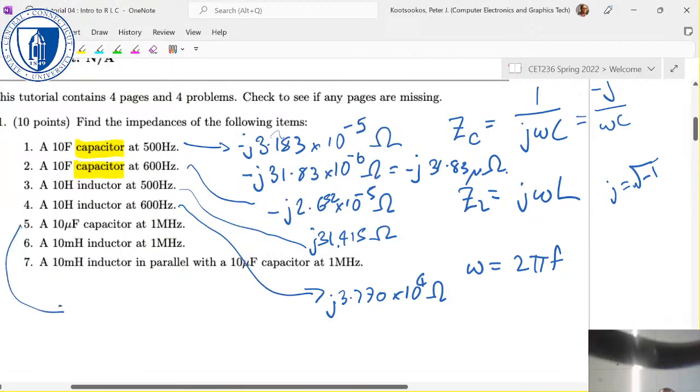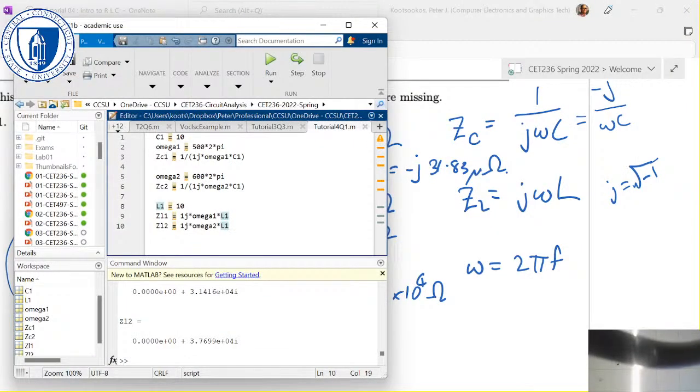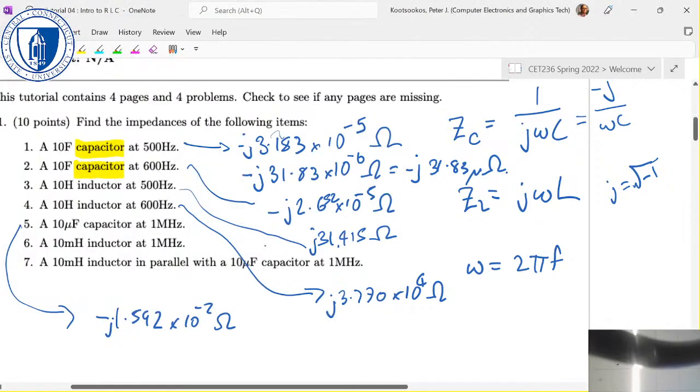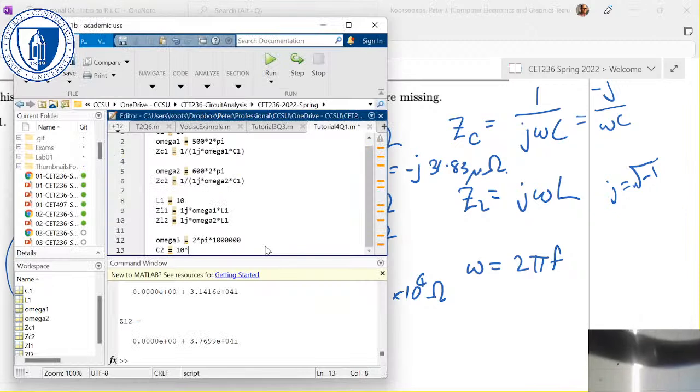Okay. Let's go with number 5. And I don't think Jocelyn's here. Abigail, can you tell us number 5? Negative 1.592 by 10 to the negative 2. Okay, so that's 10 microfarad. So this is a little different, so our omega 3 is 2 pi there, and our C2 is 10 by 10 to the minus 6.